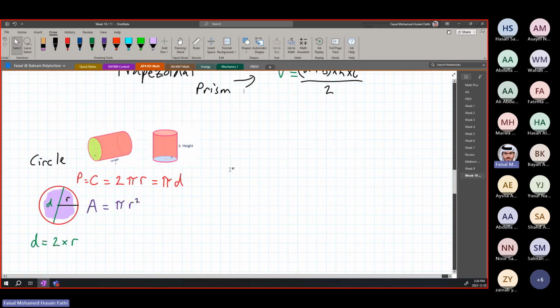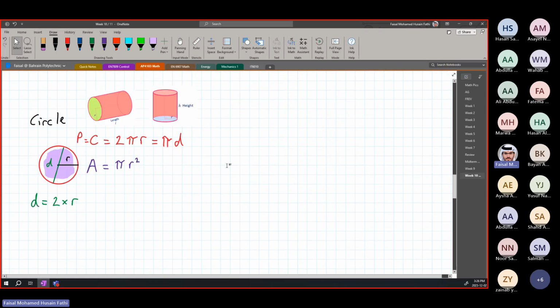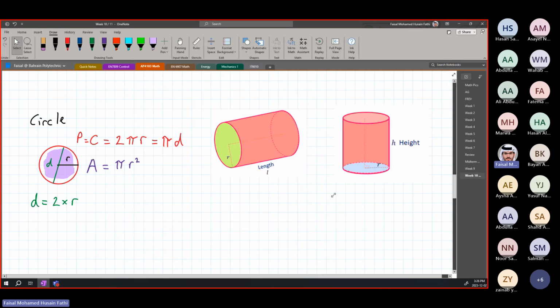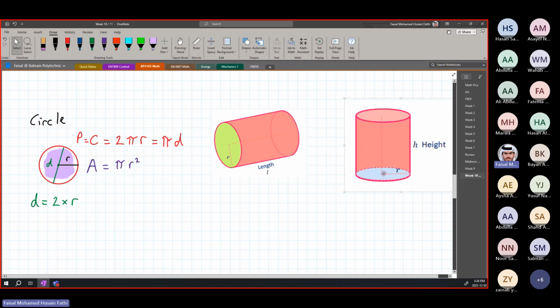Now moving on to the circle, exactly again the same concept. Just a reminder, the perimeter of a circle is called the circumference. The area is pi r squared. So for a cylinder, for a circle, when you extend the circle, it turns into a cylinder, a cylindrical shape. It could be in two shapes. You could either have it as a height or as a length.